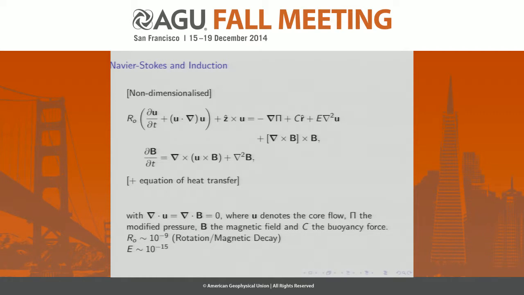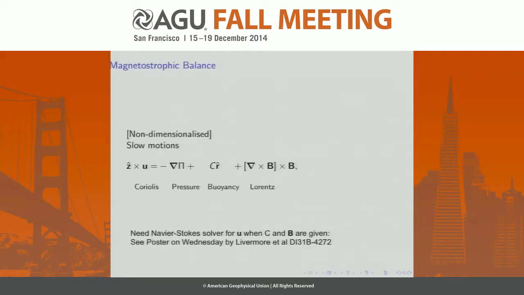So let's just briefly look at the equations. The Navier-Stokes equation and the induction equation are here. They've been non-dimensionalized. And as Paul said, we've got two very tiny parameters in the core. We've got the Ekman number here, which I say is something like 10 to the minus 15, and the Rossby number, which is something like 10 to the minus 9. It's the ratio of the rotation timescale to the magnetic decay timescale. So we'd like to actually put those to zero, and that's what leads to the nice magnetostrophic balance.